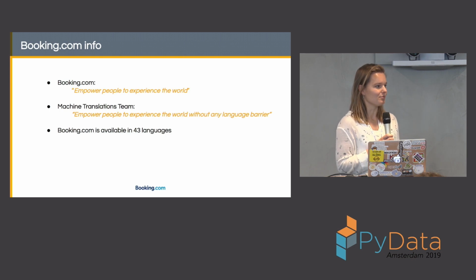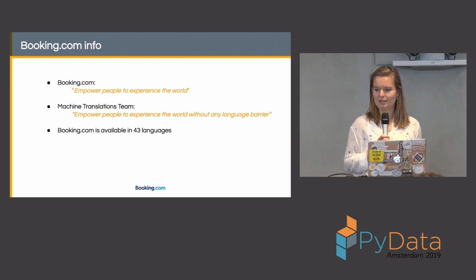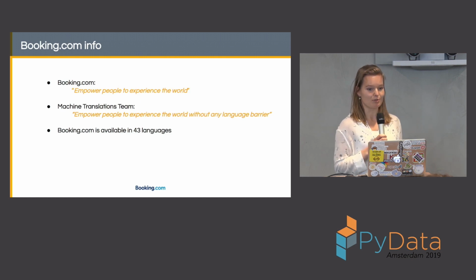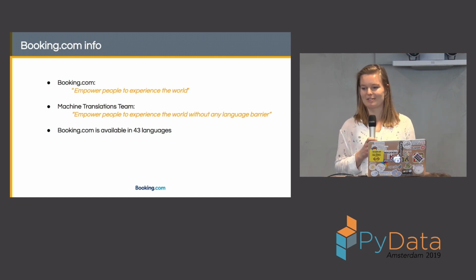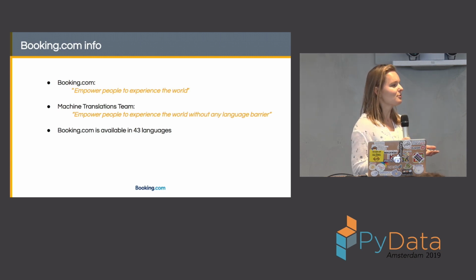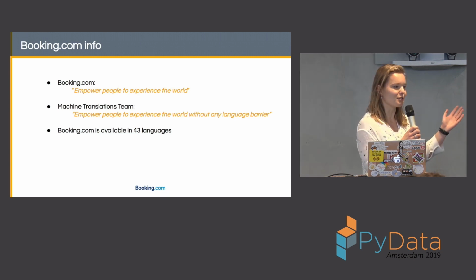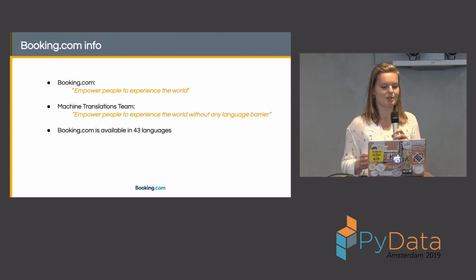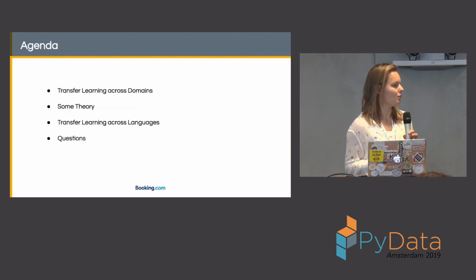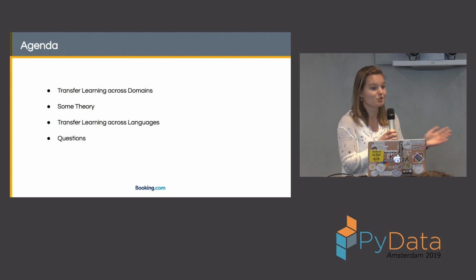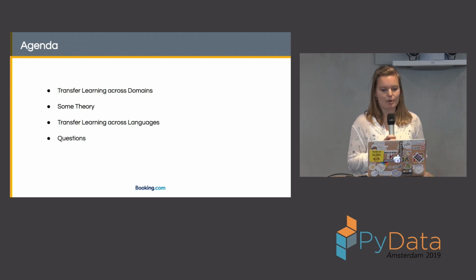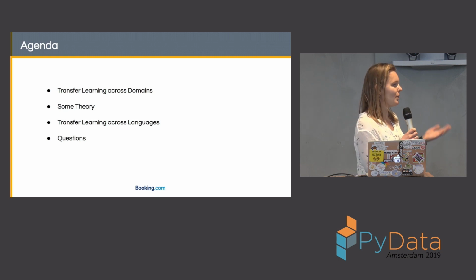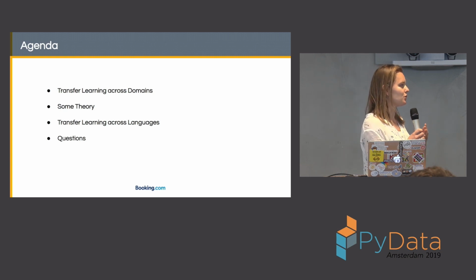Maybe you know, Booking is originally a Dutch company, but right now we're available in 43 different languages. And this is also what our team tries to help with. The dream of our team is to be able to translate every piece of text from any language into any other language. In a nice vision statement, we want to empower people to experience the world without any language barrier. So today we'll talk about how we got a little step closer to this dream by doing transfer learning, both across domains and across different languages.